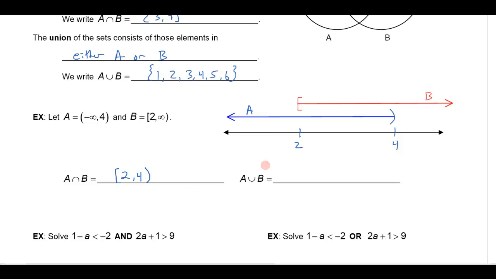Now the union is any number that's in A or B. Well, all these numbers to the left of 2 are in A, so they're certainly going to be in the union. And all these numbers over here to the right of 4 are going to be in B, even though they're not in A. And so they're also in the union. And of course, anything in the intersection is also in the union. So this ends up being the whole real line from minus infinity to infinity. Okay?